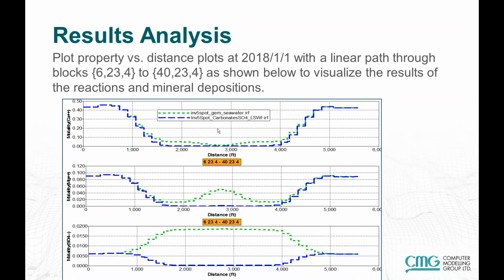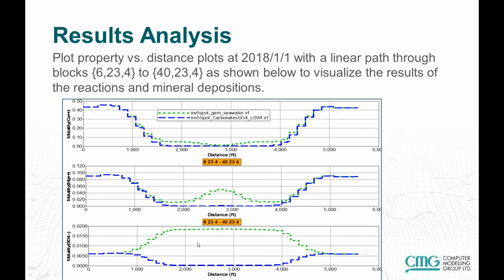So we can see here the seawater case, the green curve, our calcium concentration decreases somewhat because with seawater the calcium is less than our formation water, and then of course low salinity water is even lower. With magnesium, we see again some drop in the magnesium content. For the seawater case, we do see a little bit of an increase in the middle here due to some reactions that are occurring.